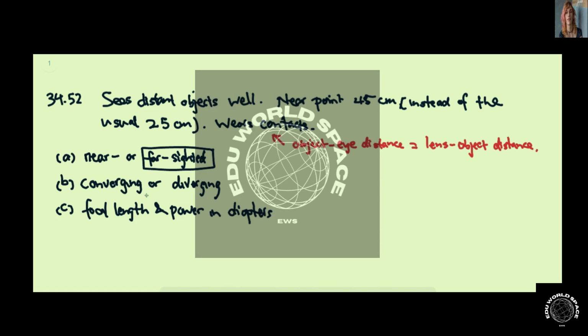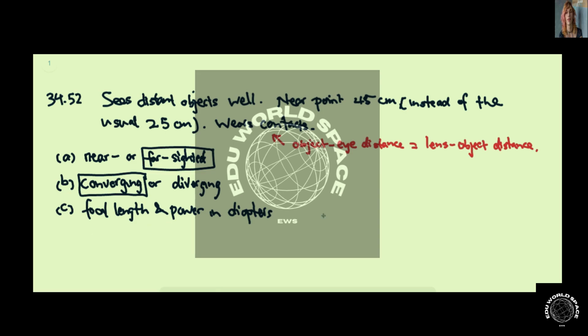If you read chapter 34, the section that deals with the eye, you'll find that the farsighted eye tends to diverge the bundles of parallel rays too much, so that an image can't form properly on the retina. So you need a converging lens to compensate for the diverging bundles of rays. And then in part C, we're asked to find the focal length and the power in diopters.